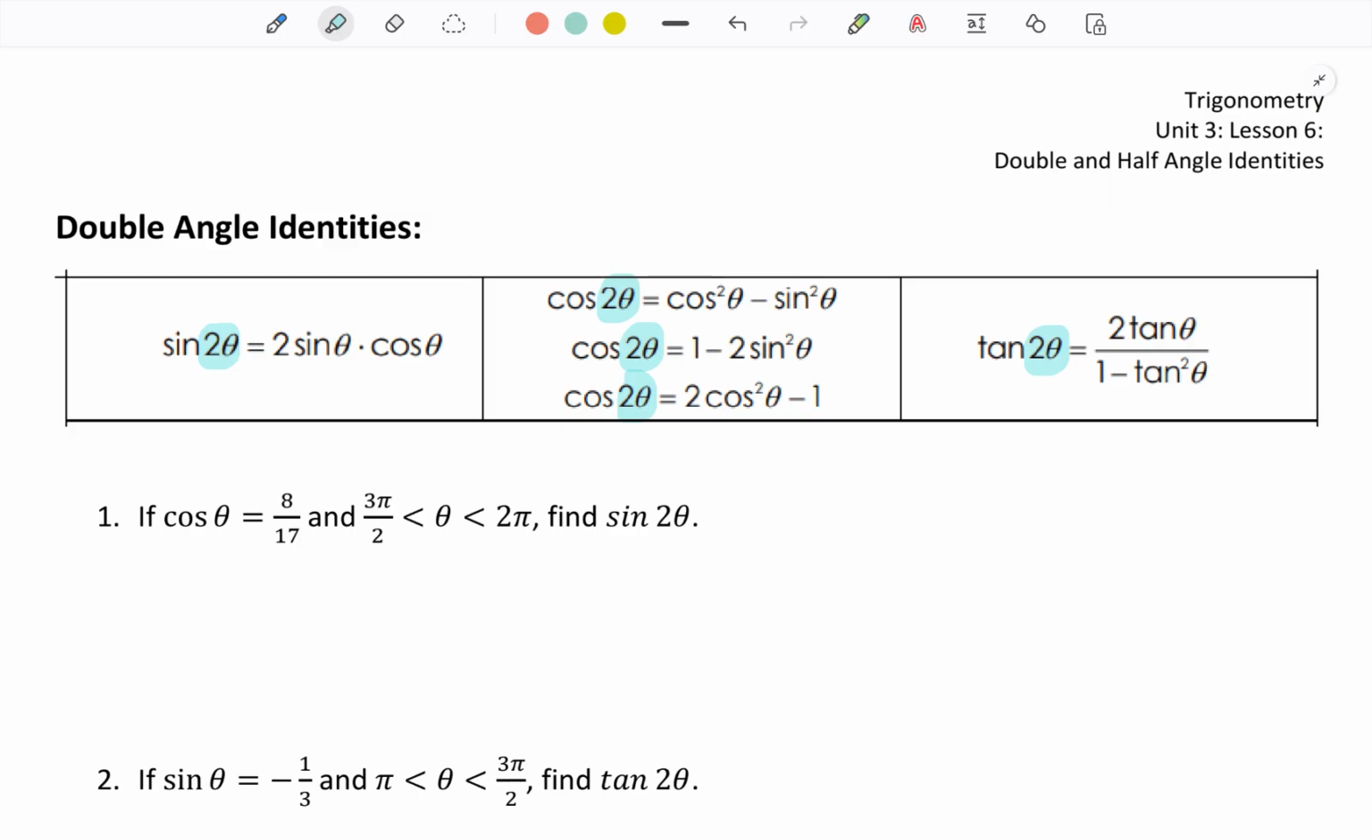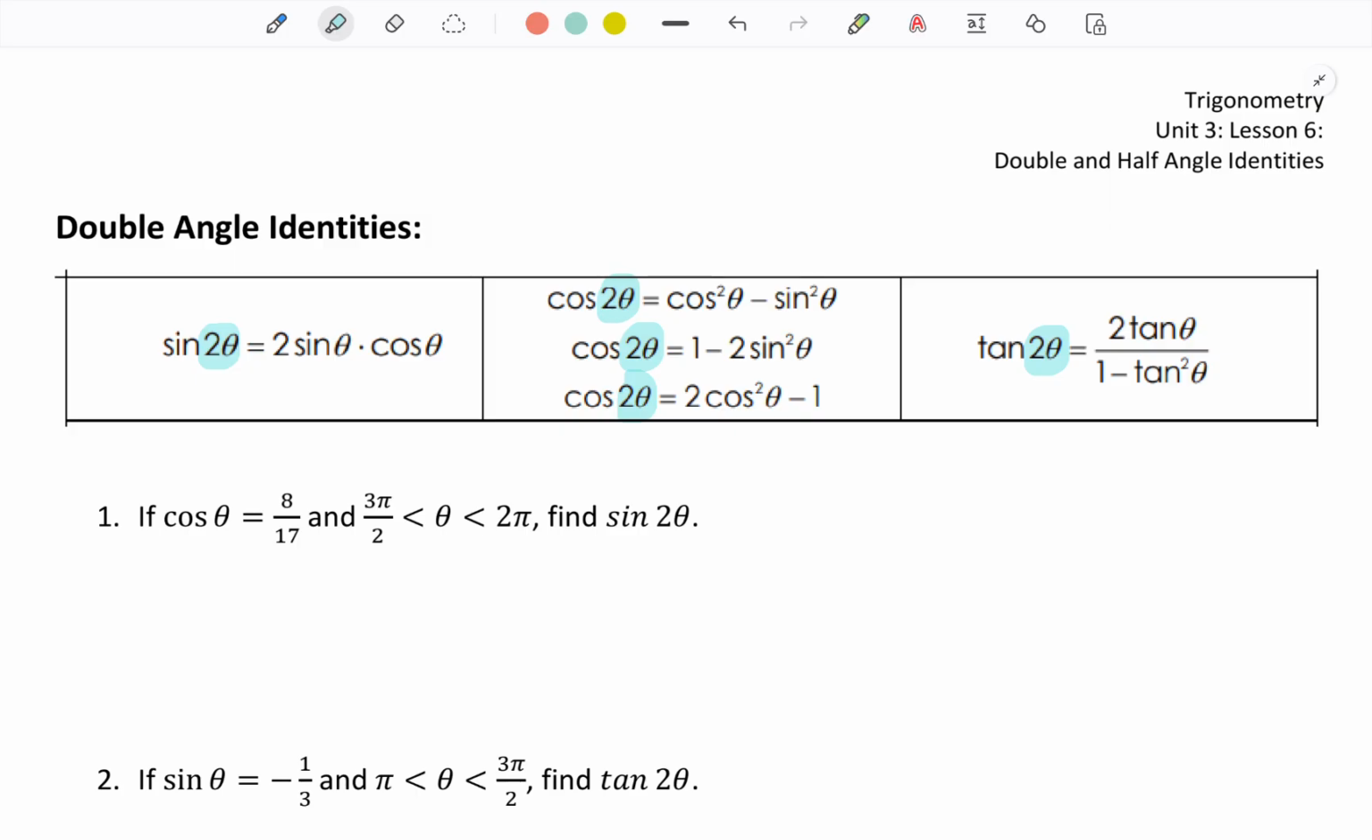And all three of those are on the unit circle, but we do have instances where it goes beyond the unit circle, or we have times that it just doesn't. So we can use these double angle identities to still find that measure because we can still double the angle and base it on something that is on the unit circle.